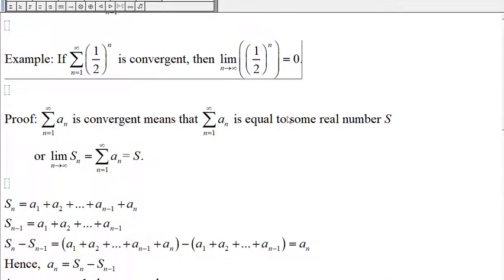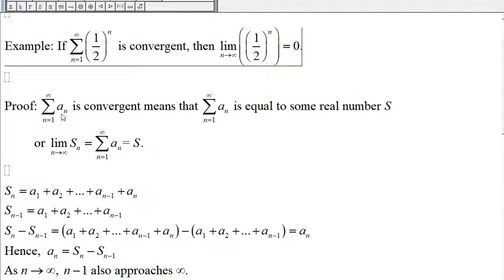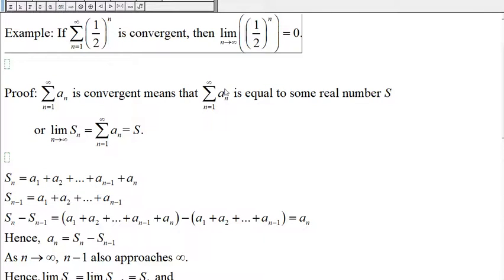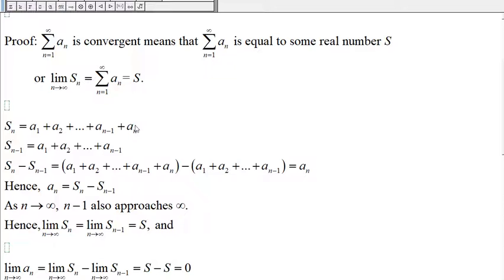And here's the proof. The nth term test says that given that this infinite series is convergent, that means it's equal to some real number s. And we want to show that the limit of a sub n as n approaches infinity is equal to 0. So the sequence of partial sums: s sub n is the first n terms, a sub 1 plus a sub 2, all the way up to a sub n.